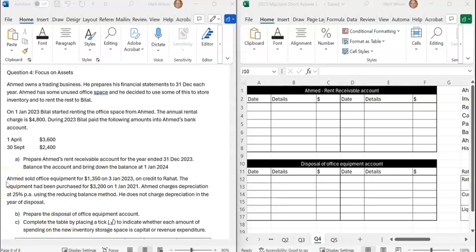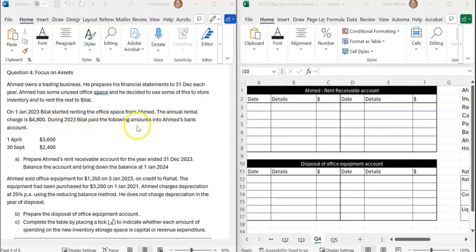So the first focus is around Ahmed, and he owns a trading business. He prepares financial statements to the 31st of December every year, and he's got some unused office space. He's decided to use this to store inventory and rent the rest to Bilal. So Bilal's an important person for Ahmed. On the 1st of January, he started renting his office space. The annual renting charge is $4,800. That's important because that is the expense that will close off to the income statement.